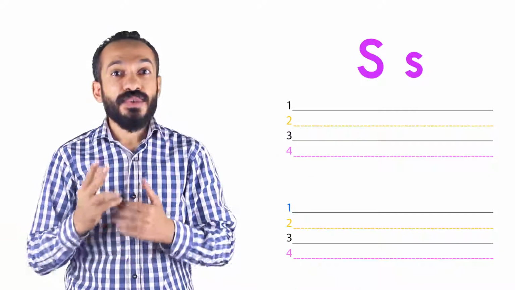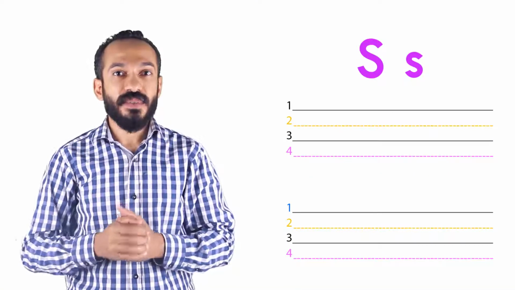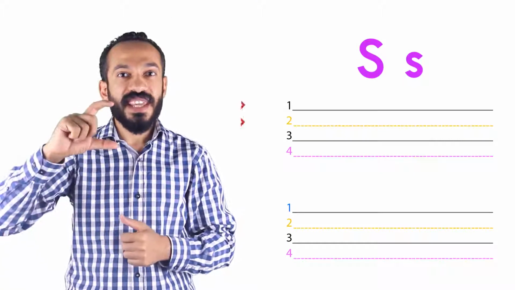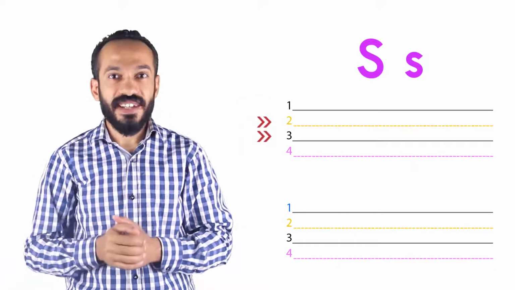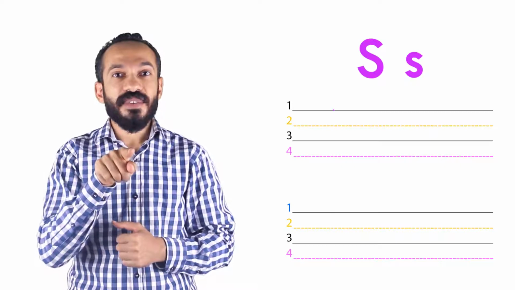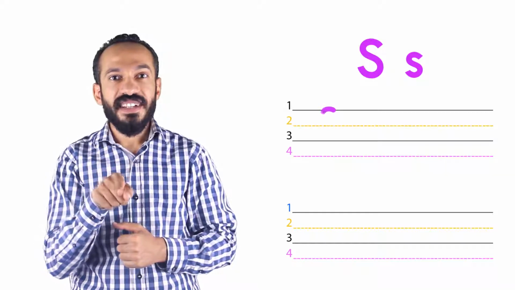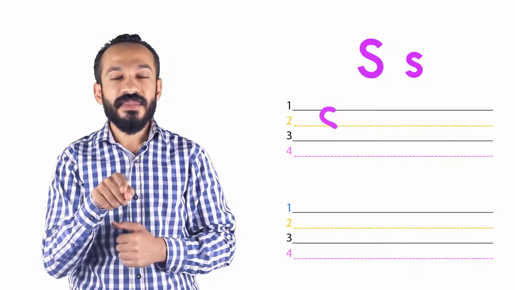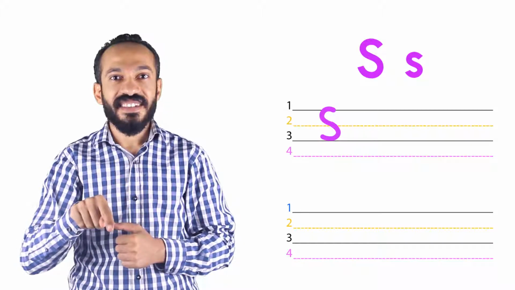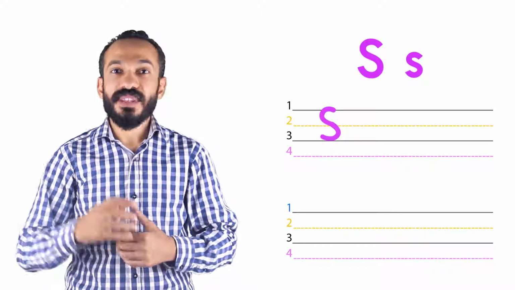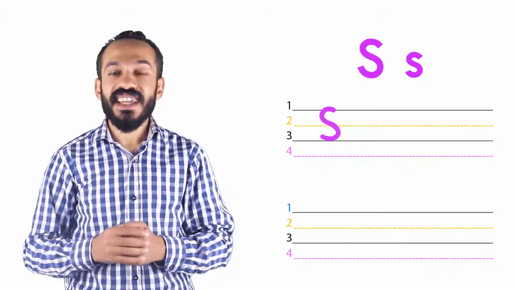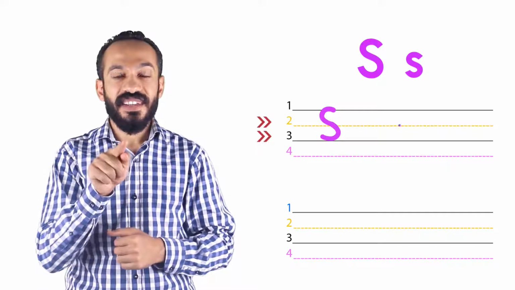How to draw an uppercase s? We're going to draw 2 half circles. The first one is going to be between the first and the second lines, and the second one is going to be between the second and the third lines. The first one is going to be to the left, this way, and then the second one is going to be to the right, this way. The lowercase is exactly the same. We only draw it smaller, and we draw it between the second and the third line only, this way.